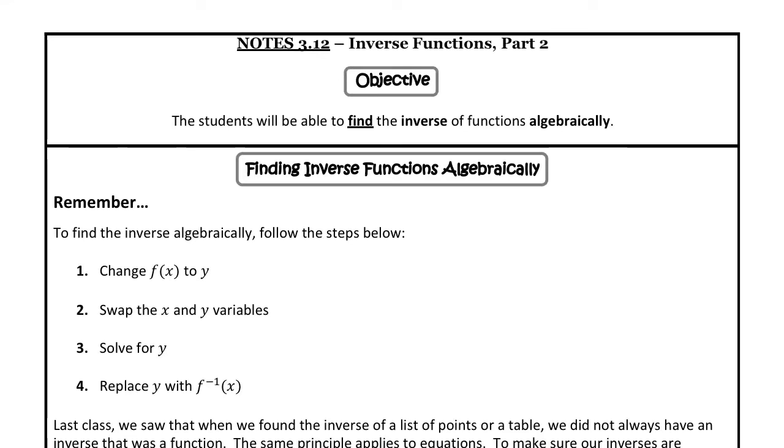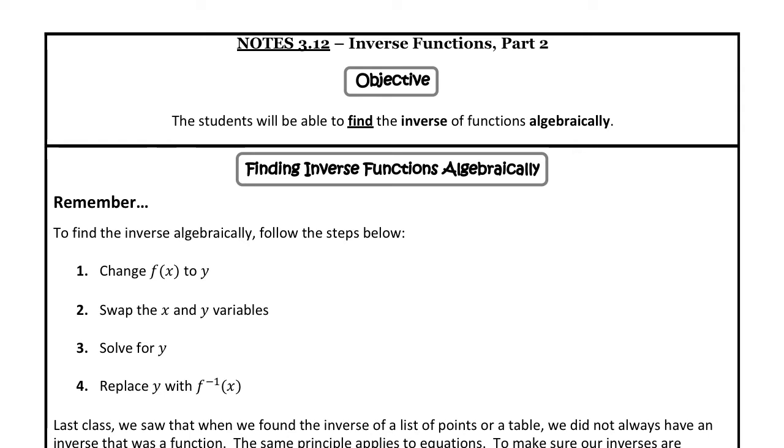Good morning, guys. Today we're going to be continuing the topic of inverse functions. Today we're going to be finding the inverse algebraically. The notes from last time, at the end of the notes, we were solving for the inverse algebraically, but working only with the linear functions. And so today we're going to look at working with cubic, cube root, square root, and quadratic.